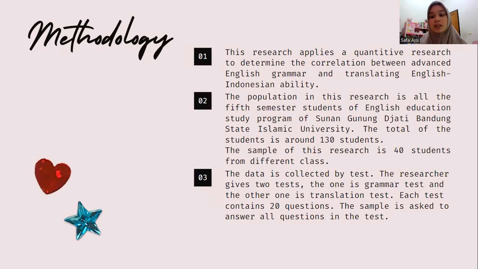And then the sample of this research is 40 students from different classes. And then the data is collected by test. The researcher gives two tests. The one is a grammar test and the other one is a translation test. And then each test contains 20 questions, so the total is 40 questions. And then the sample is asked to answer all questions in a test. And then the results or the scores of this test will be the data for this research.